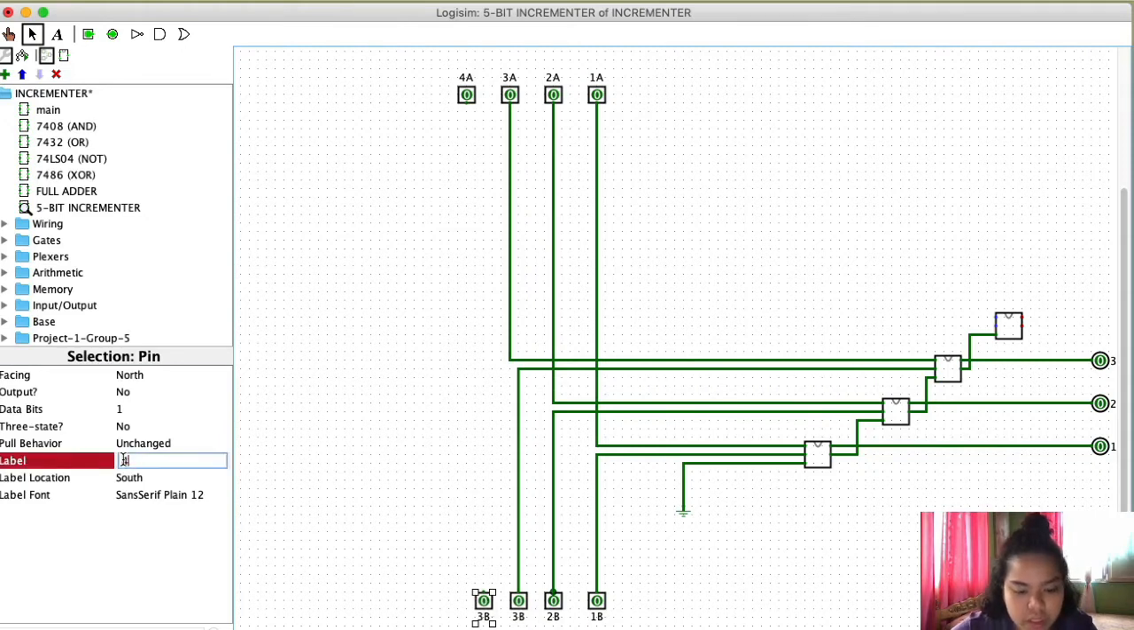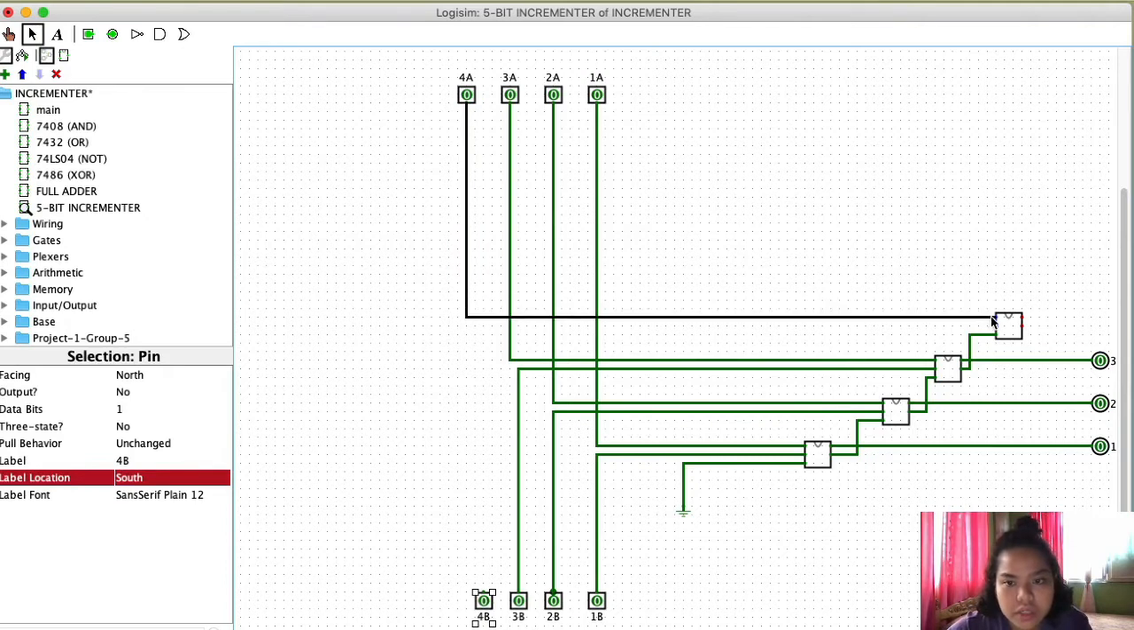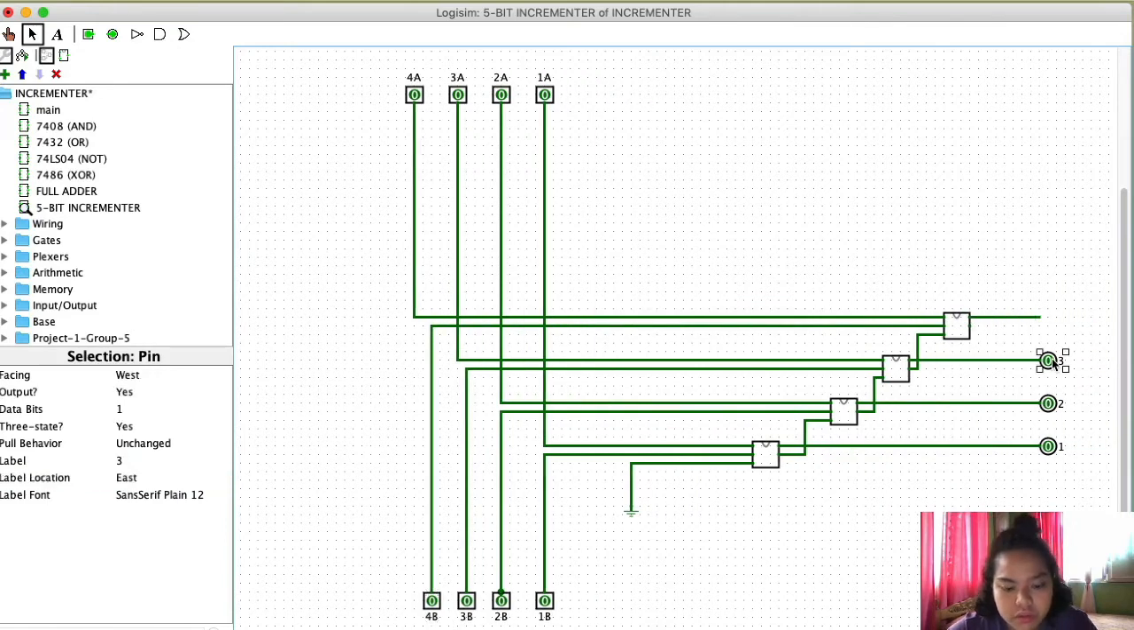This will be 4B. Then we just connect it. This one's for A, and this one's for B. Then this will be output number 4. Then again, we just adjust our outputs.